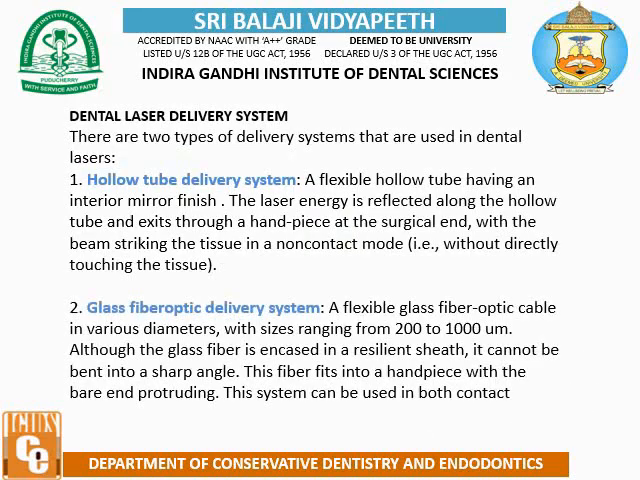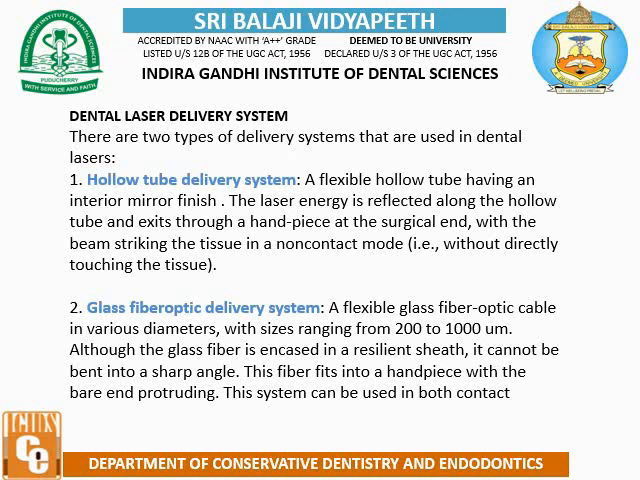Dental laser delivery system. There are two types of delivery system that are used in dental lasers. First one, hollow tube delivery system, a flexible hollow tube having an interior mirror finish. The laser energy is reflected along the hollow tube and exits through a handpiece at the surgical end, with the beam striking the tissue in a non-contact mode, that is, without directly touching the tissues.